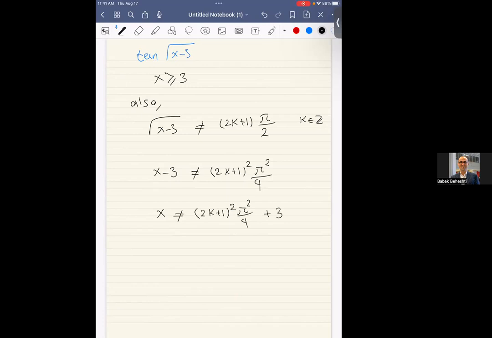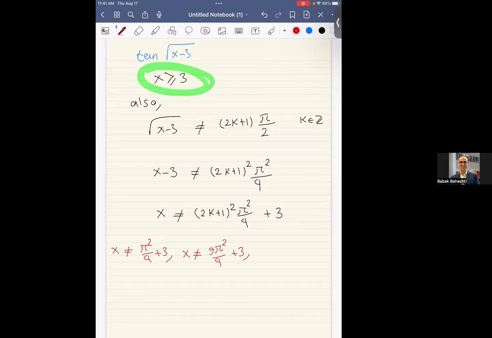So first of all, it has to be greater than 3. So there are two restrictions. One is x greater than or equal to 3, and it cannot be equal to these numbers. So for example, when k is 0, you get pi squared over 4 plus 3. When k is 1, you get 9 pi squared over 4 plus 3.